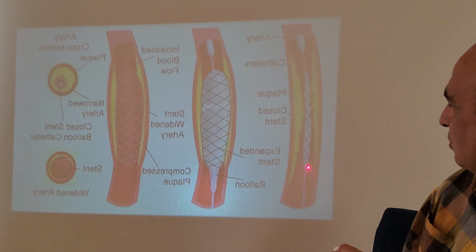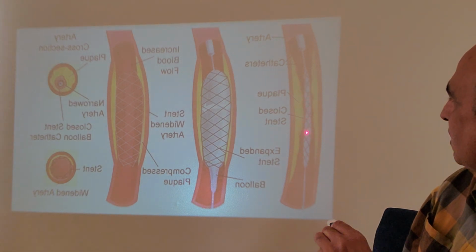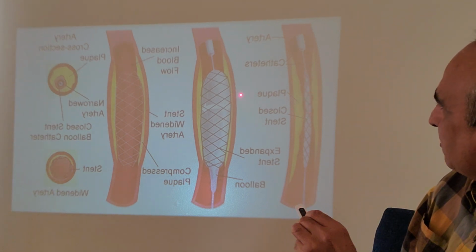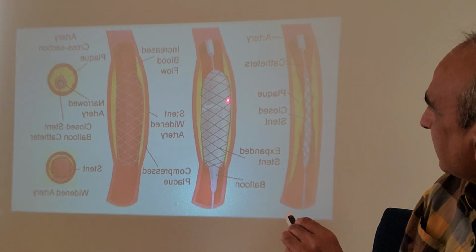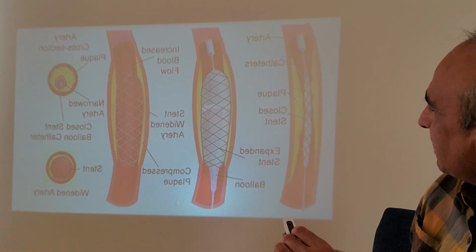The wire actually goes first, and then on top of that wire we have a balloon, which is a whitish colored balloon, and the stent is on top of it. And then we inflate the balloon, which is this inflated portion of the balloon. You can see that, and that leads to the expansion of the stent.